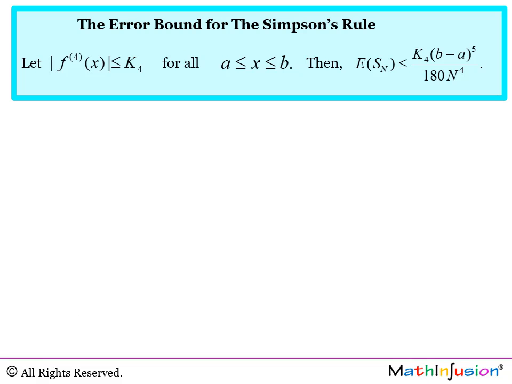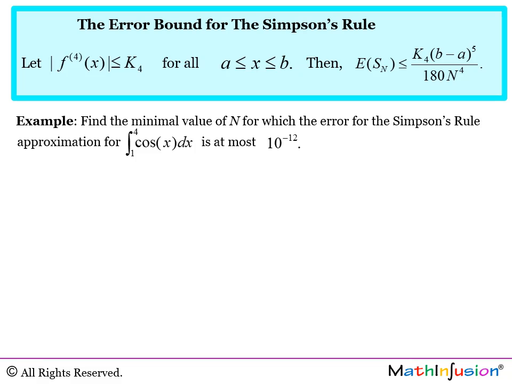Here is the error bound for the Simpson's rule. Now we are looking at the fourth derivative of the function f in absolute value. And k sub 4 is the number such that the fourth derivative of x in absolute value is less than or equal to k sub 4 for all x's that are greater than or equal to a and less than or equal to b. Then the error bound of the Simpson with n subdivisions is less than or equal to k sub 4 times (b minus a) to the power of 5 over 180n to the power of 4.